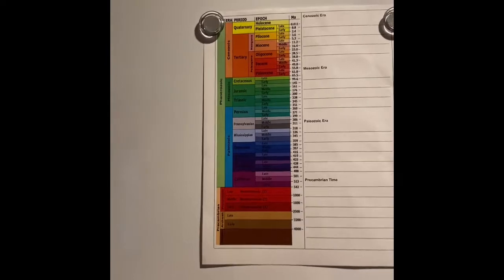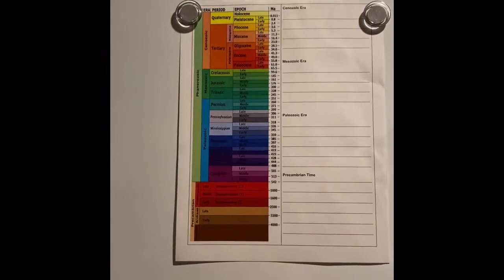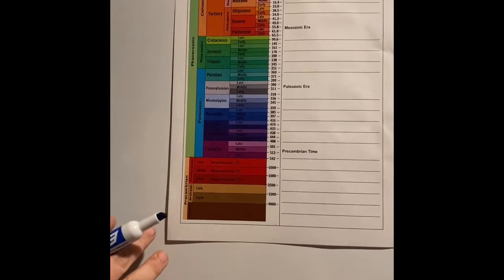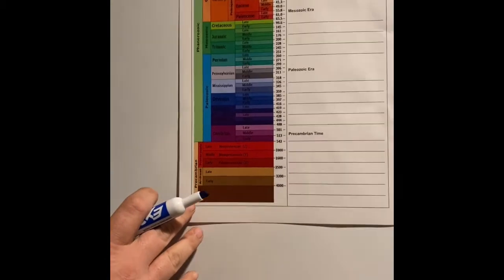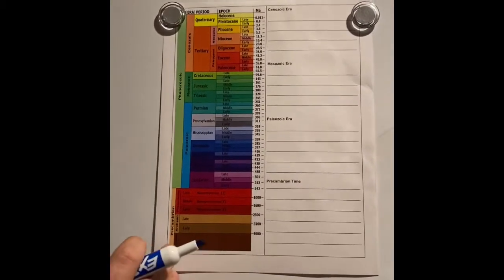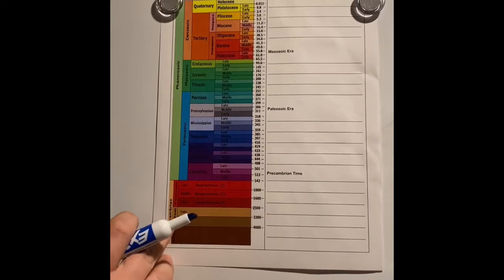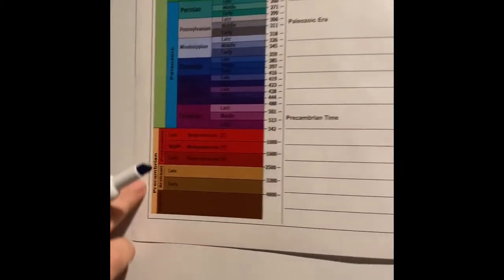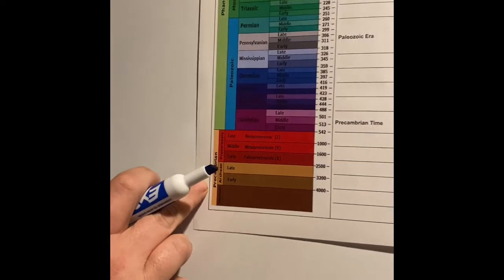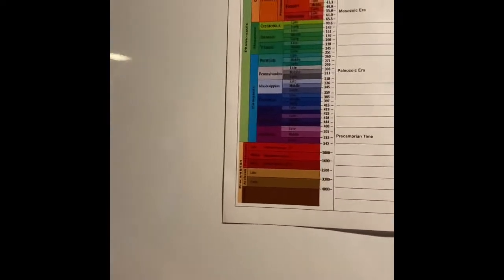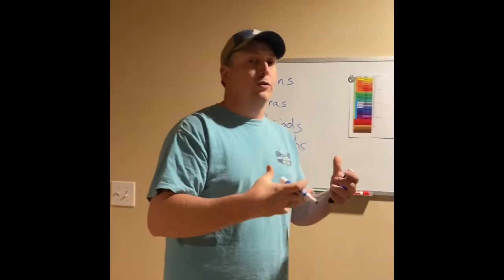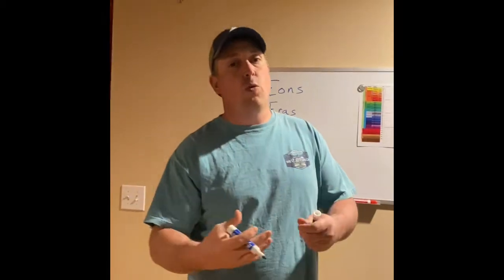So I want to start with looking at Earth's timeline, which is broken down into 4 eons, right? And if you notice, 3 of those eons, the Hadean, the Archean, and the Proterozoic eon, are all contained in a period of time that we call the Precambrian. Precambrian time, like I said, covers 3 of Earth's 4 eons.